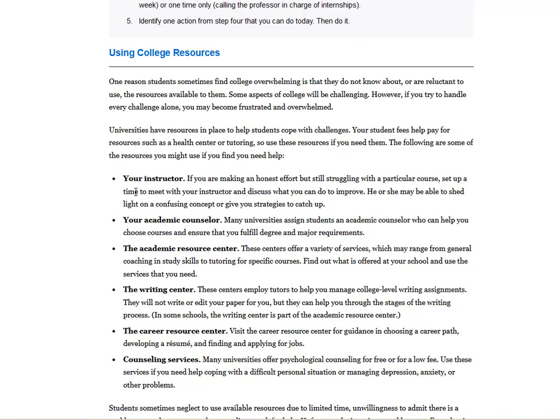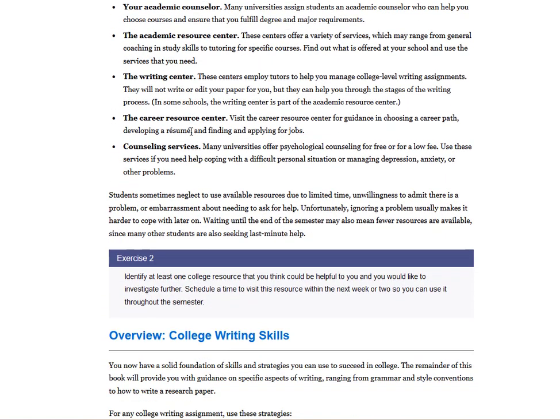The Academic Resource Center has a tutoring center, and some schools have tutor.com, some schools have brainfuse.com, but always check out the Academic Resource Center or the tutoring services. The Writing Center. These centers employ tutors to help you. So always go find a tutor. Career Resource Center helps you find a job if you don't have one. And if you're having problems, most universities offer psychological counseling for free. If you don't know where those counseling services are, ask your academic counselor.